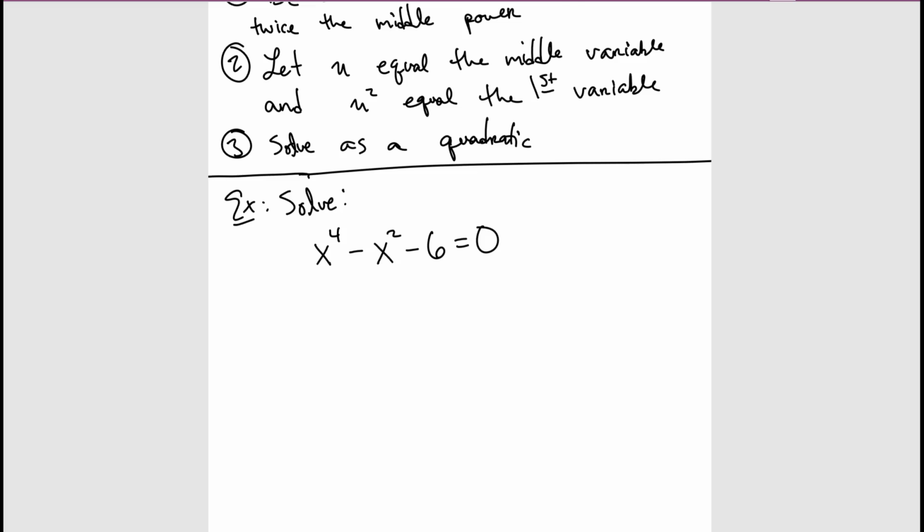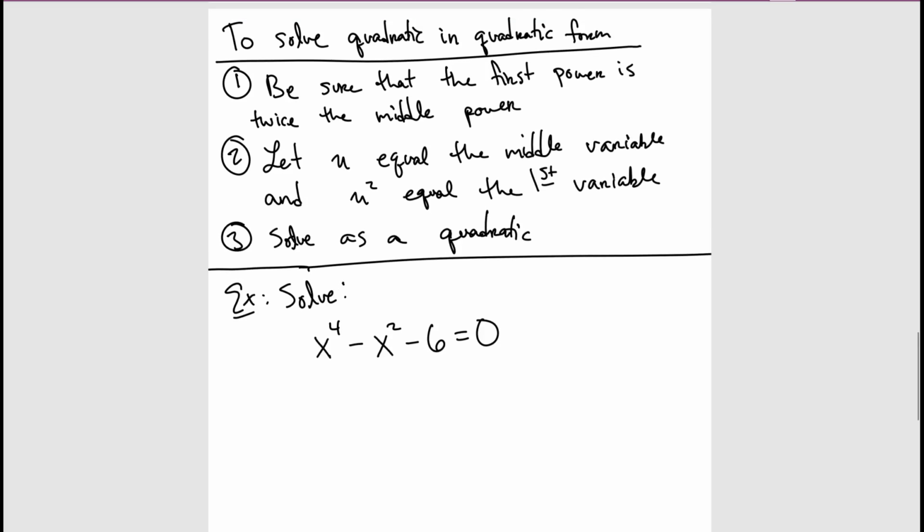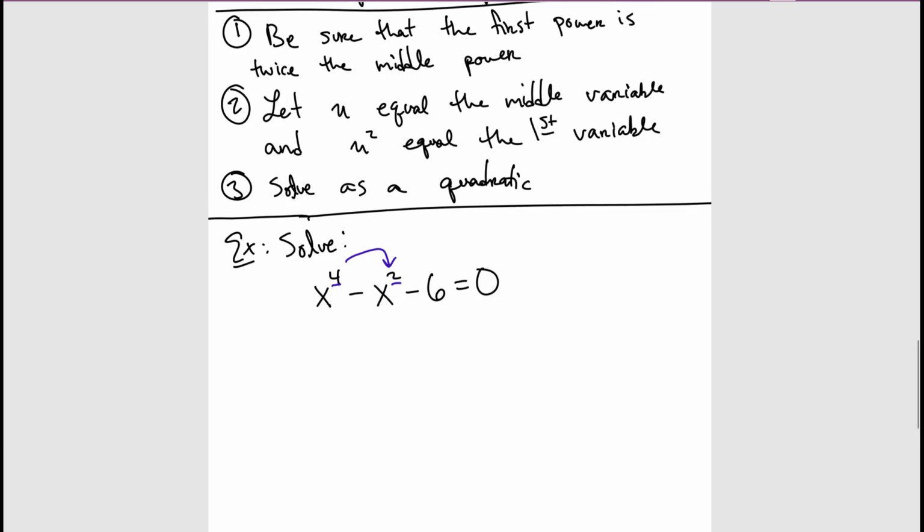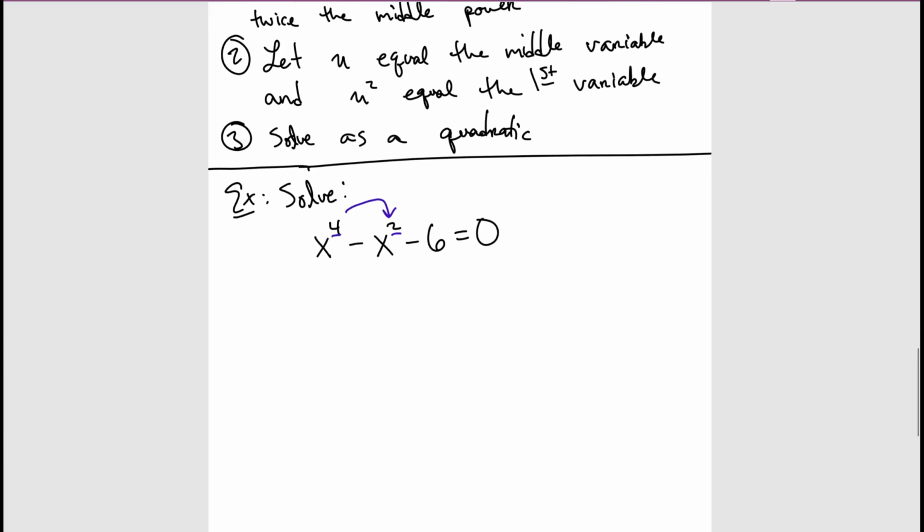So first, is this a reducible quadratic, a quadratic in quadratic form? So the first power, which is a 4, is this twice the middle power? In this case it is, because if I multiply the 2 by 2, I'm going to get a 4. So I'm going to let u equal the middle thing, which is going to be this x squared. So u squared is going to be x to the fourth power. Okay, so this thing is going to be u squared minus u minus 6 equals 0.